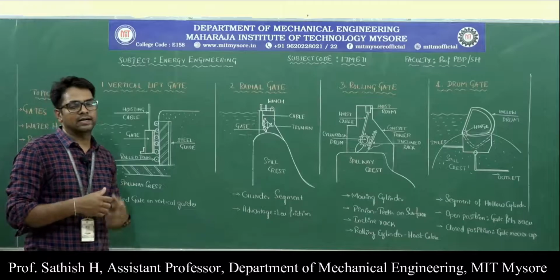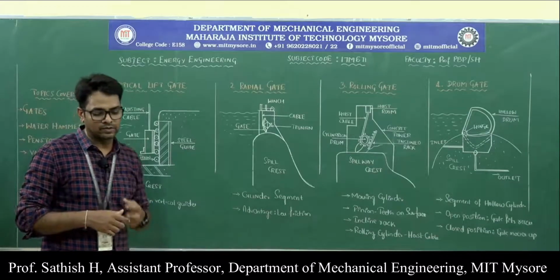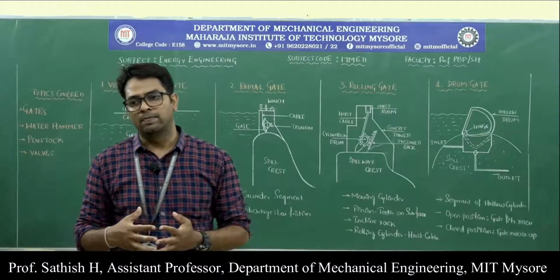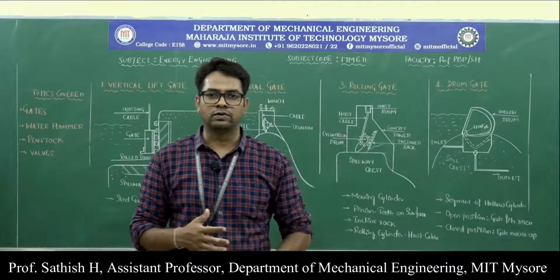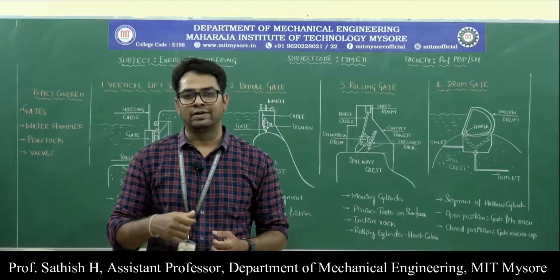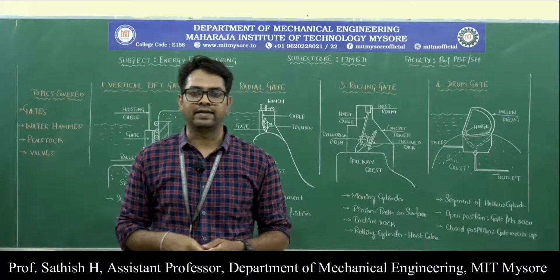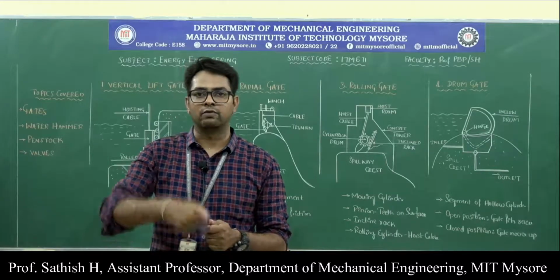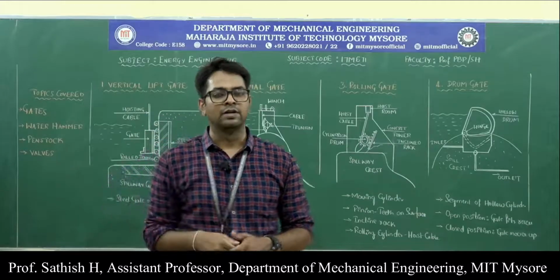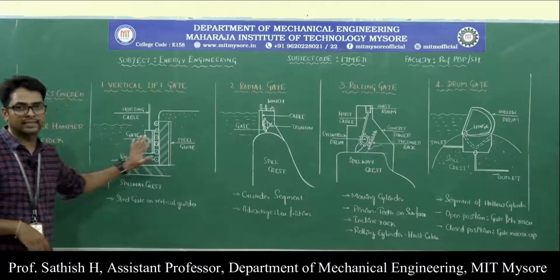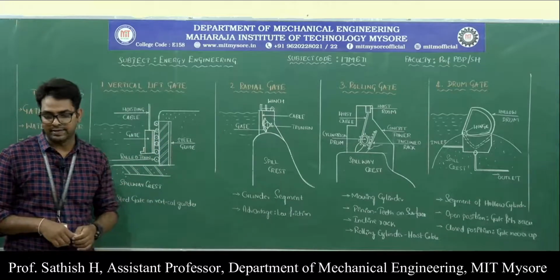Why is it called a vertical lift gate? Because in order to open the gate to allow the water to flow out of the reservoir, we have to lift the gate in a vertical direction with the help of a cable. That is why it is called a vertical lift gate. And this shows a sketch of a vertical lift gate.